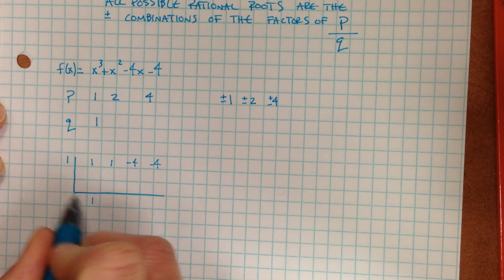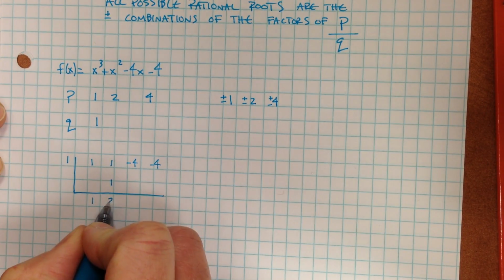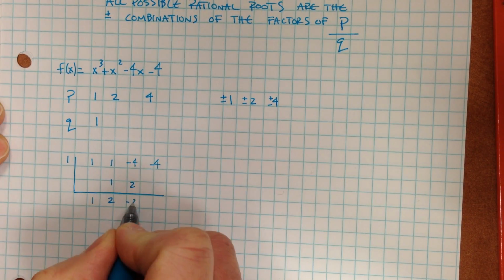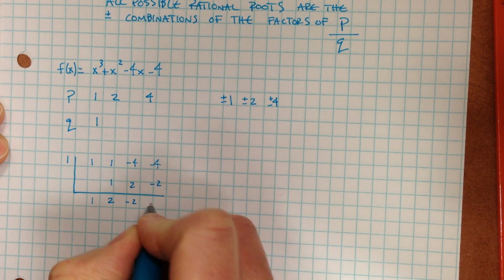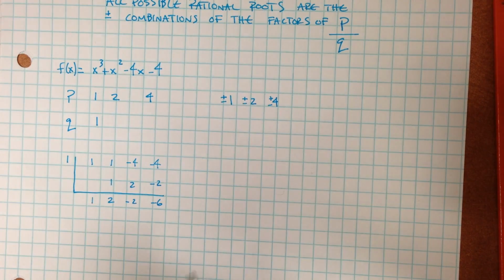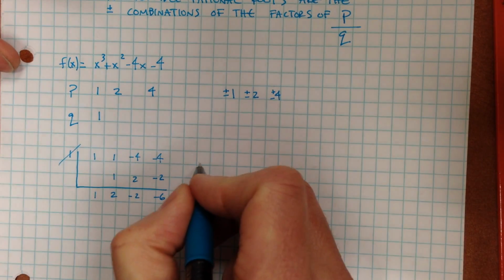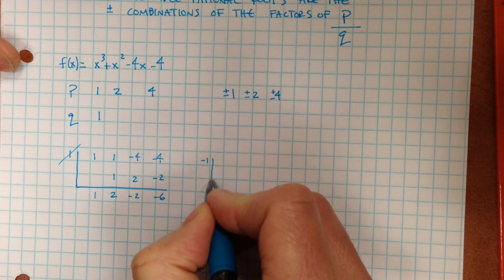So I bring down my 1, now I multiply. Bring it down with addition, 2, multiply. Bring it down, -2, multiply, -6. That's a remainder, therefore 1 is not a root. So then let's jump to -1 and give that a whirl.